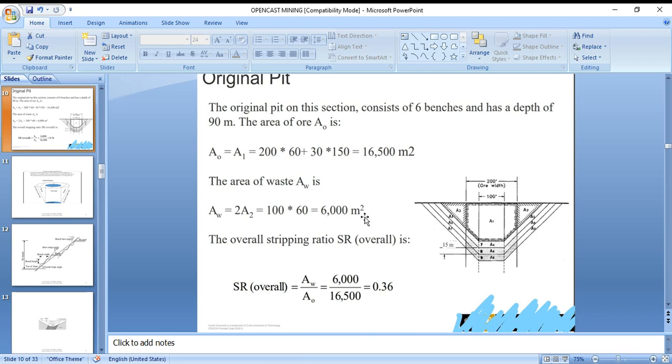So 100 into 60, so 60,000 meters square. So the stripping ratio will be 6,000 meter square by 16,500, so 0.36 is good economically from the point of view of the stripping ratio. So this is a simple typical problem. We can practice some more examples of this type to calculate stripping, whether this is an optimal mine or if there is any problematic way.